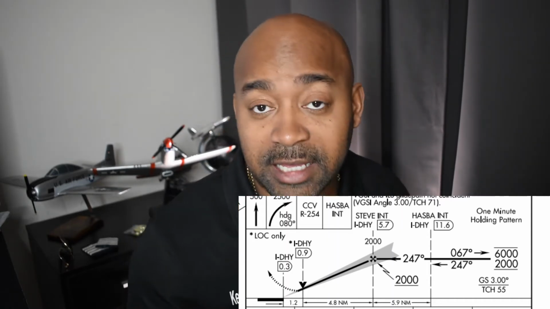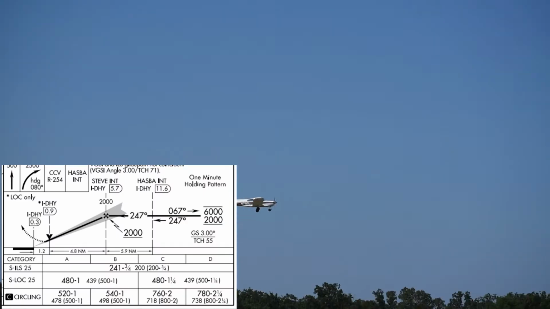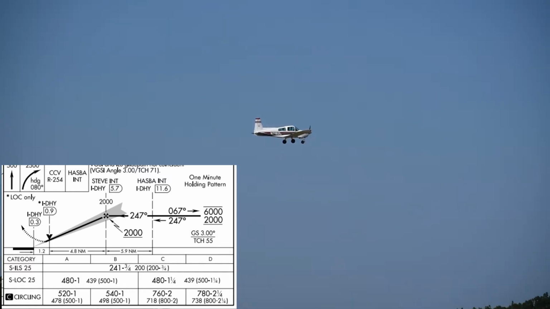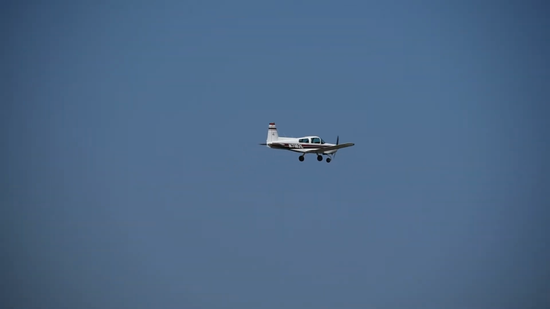Now, if you're doing an ILS, that's going to be your precision approach, and you're going to fly that all the way down till you get to 241, and that'll get you to 200 feet above the runway. If you don't get the runway in sight, then you'll execute the missed approach instructions.